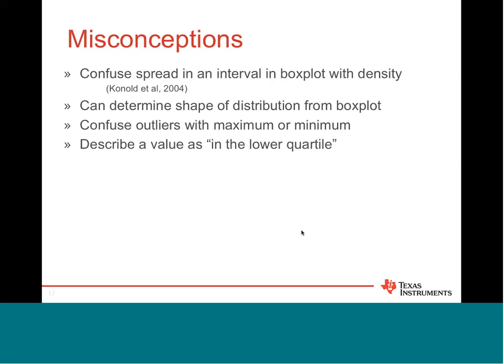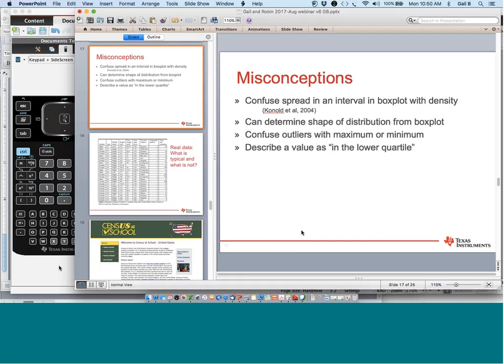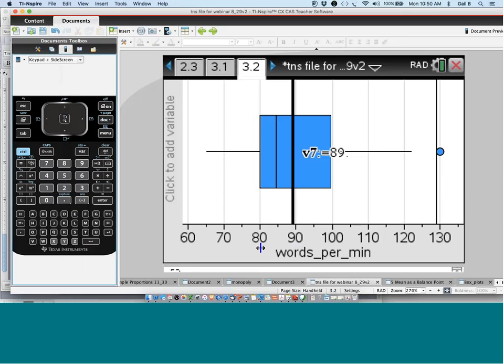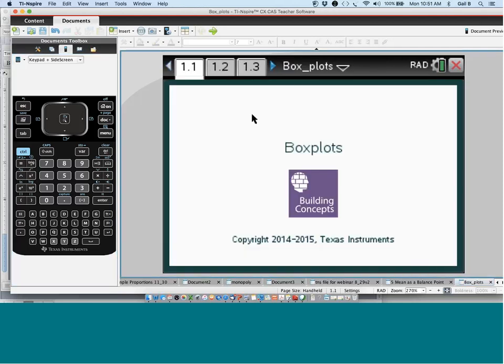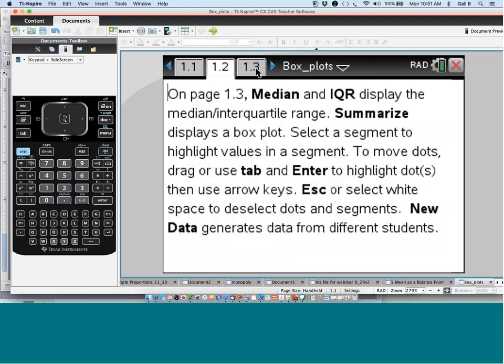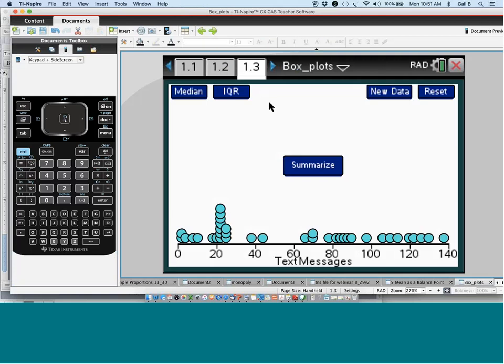And so we're going to look at an intervention that we might be able to use with the box plot. I'm going to go back here, and I'm going to go to a TNS file called box plots. This TNS file comes from Building Concepts, Statistics and Probability, which is available on the TI website under Building Concepts. There's a whole bunch of activities that are useful for helping kids think about and develop understanding of box plots. So Robin, tell me what to do.